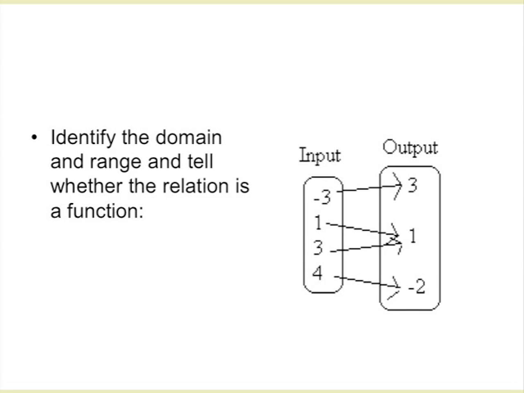In this one, identifying our domain and range again. Domain is the input and range is the output, so we can just list out those values. Now we have to decide if this is a function. So if I put in a -3, I get out a 3. If I put in a 1, I get out a 1. If I put in a 3, I get out a 1. If I put in a 4, I get out a -2. So for each given input, I know exactly what I'm going to get out. So this is a function.